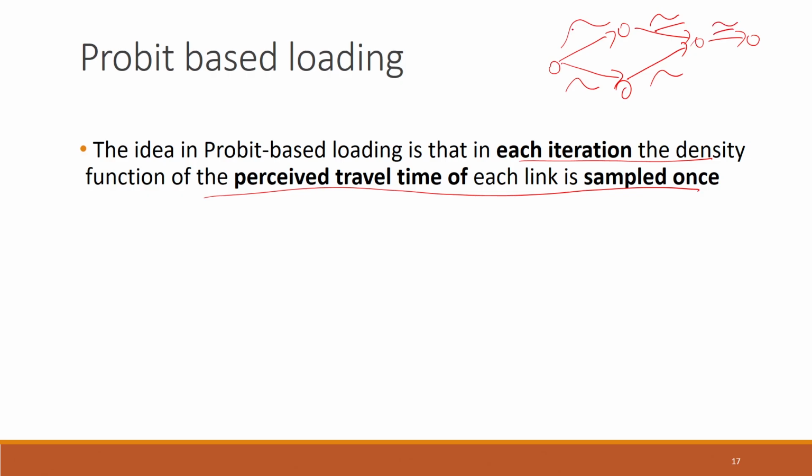So we will be sampling the values of the perceived travel time of each link once in every iteration of the algorithm. Suppose this is one value of the perceived travel time that we get for this link. Suppose this value comes out to be 1, this comes out to be 2, this again 2, this comes out to be 3, and this one comes out to be 4. Let us make this one as maybe 3. So these are the sample values that we got for the perceived travel times of different links in this iteration.